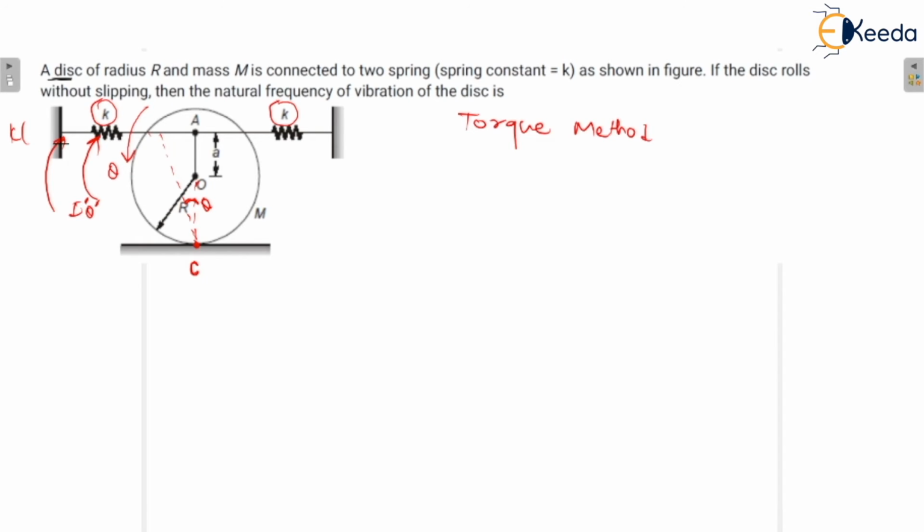What is the distance? A plus R. This is the force, and you just have to write down the torque. So the torque is about this point, this is the force, and this perpendicular distance is again A plus R. This is (A plus R) theta. Why am I writing theta here? Because we know that arc is equal to theta R.